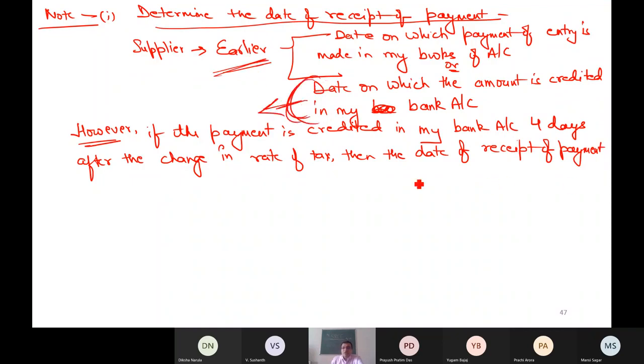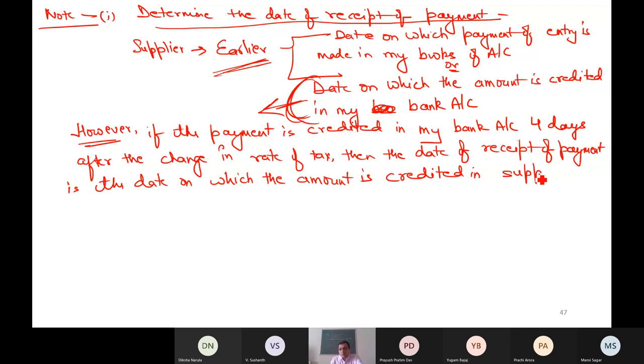This is the new point. Then the date of receipt of payment is the date on which the amount is credited in the supplier's bank account. If the payment is credited in my bank account 4 days after the change in rate of tax, then the date of receipt of payment is not the earliest one, but will be the actual date when it is credited.